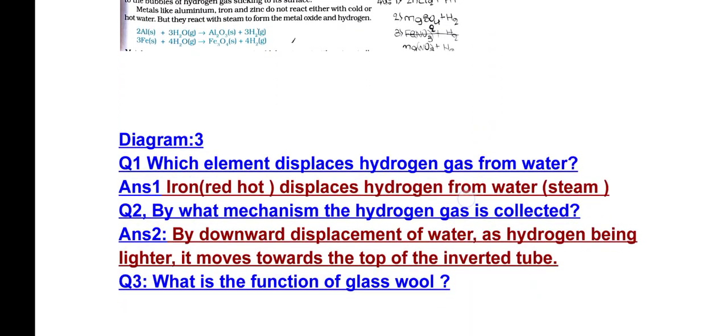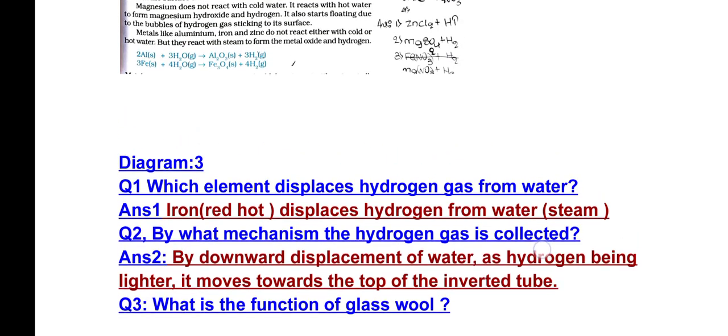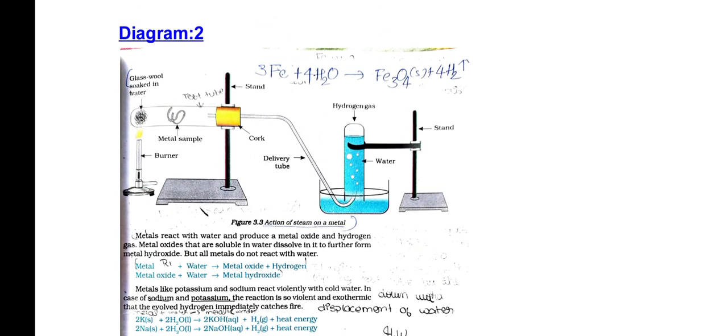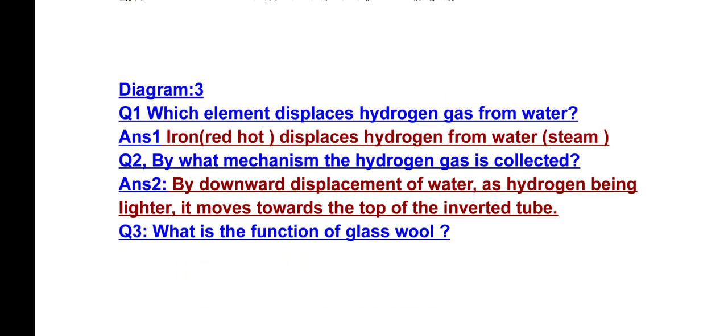Now let us see what are the types of questions can come out of this. Which element displaces the hydrogen gas from water? The same way iron displaces the hydrogen gas from water. But the iron should be red hot because iron is less reactive, and the steam should be there, not the cold or hot water. And then the question is, by what mechanism the hydrogen gas is collected?